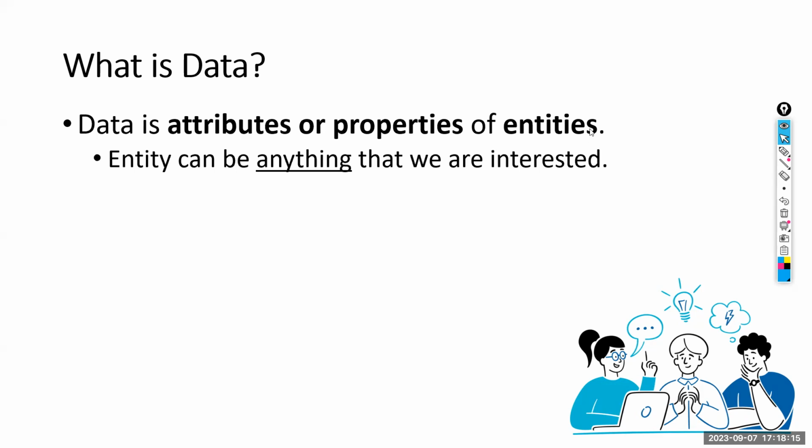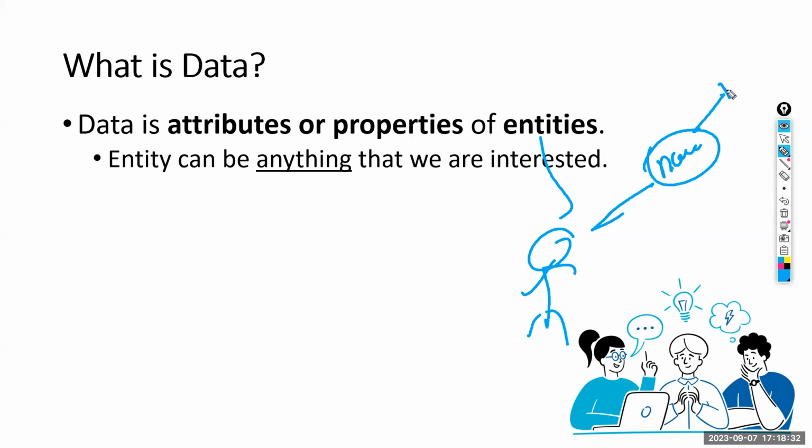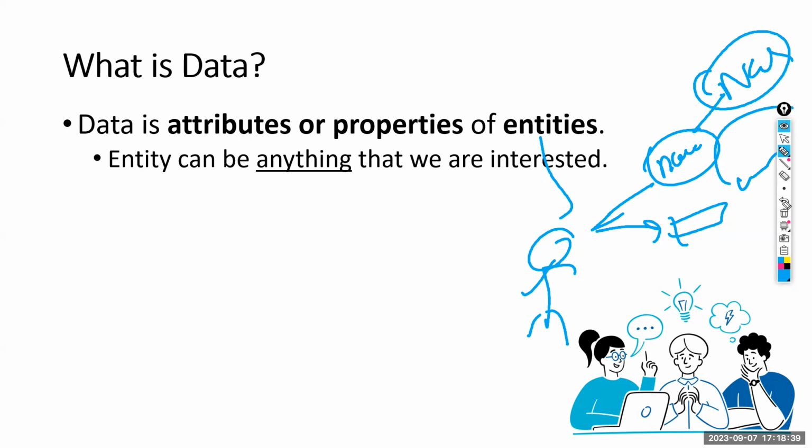So data is any attribute or property of an entity. For example, say I am an entity. So there are so many data related to me. My name, Nalaka. My phone number, say whatever. Those are all my data. So these are properties or attributes of an entity, that is myself.